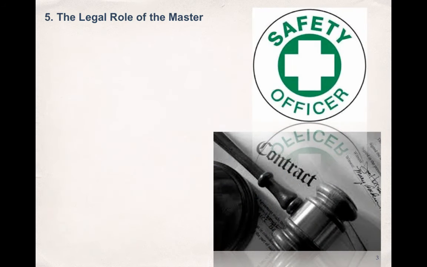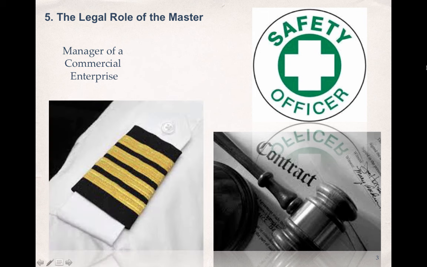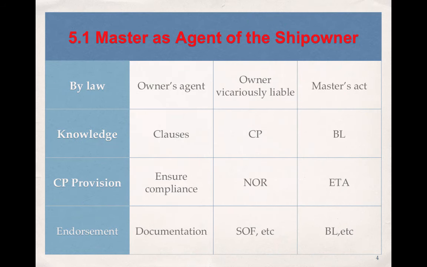Okay, section 5 in chapter 3 or lesson 3, the legal role of a master. As you can see on the slide, you see the safety officer, you see the word contract, and yes, the master is also a manager of commercial enterprise. He's also the safety officer. This is the applet that depicts his rank. Also, he is the law officer.